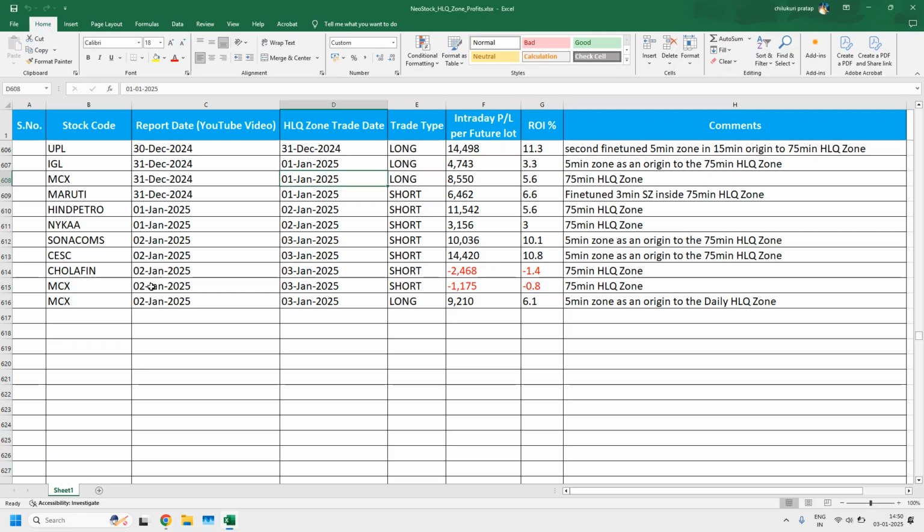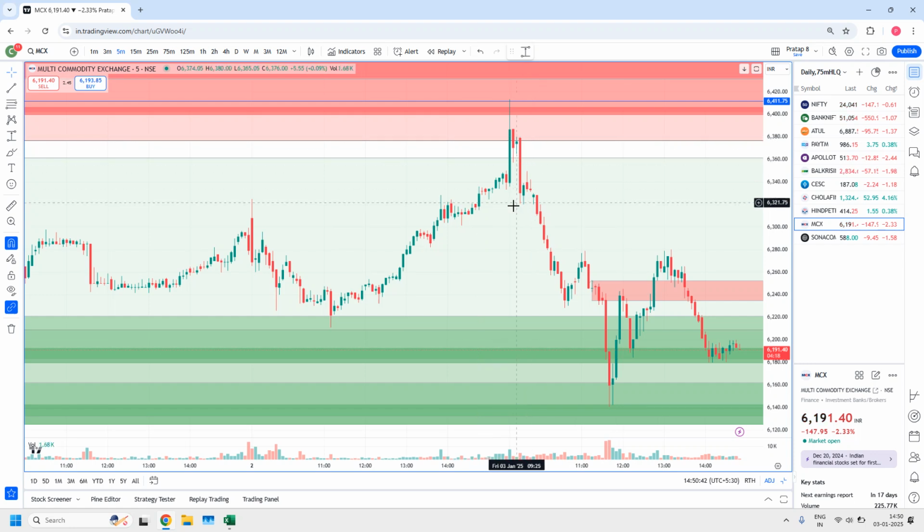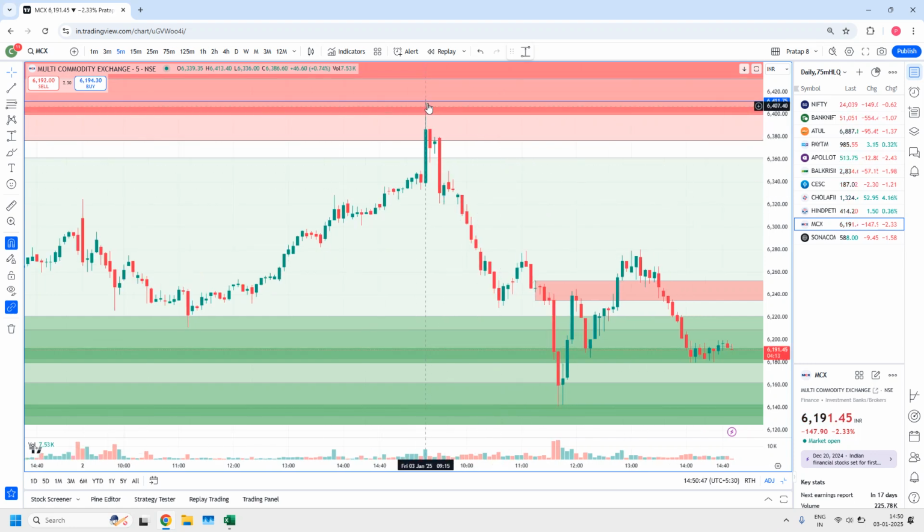MCX has given a loss of 1175 rupees. Sorry, it is not 1.1, it is 0.8%. Only less, even less than 1%. It would have given a 0.8% loss. That's why I'm telling you, somebody would have extended this line because the risk is very small.